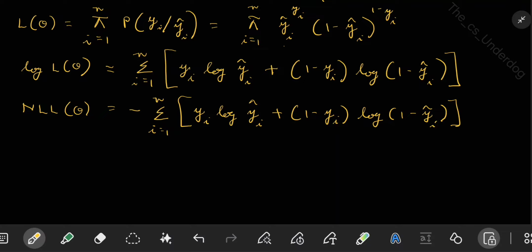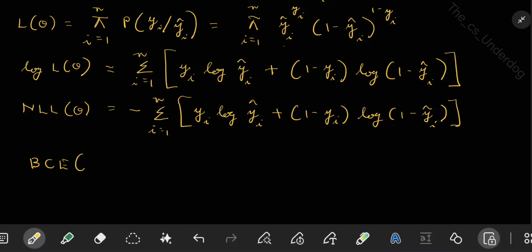But what I actually want is just the average loss. That is, if you have n examples, then what is the average loss or per example loss? For that, I'll take 1 by n of this particular value. That is what I'm going to call BCE or log loss. So BCE, binary cross entropy, is also called log loss.